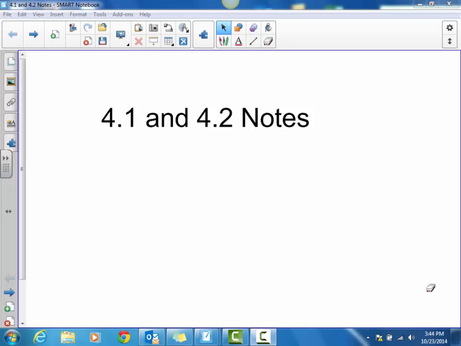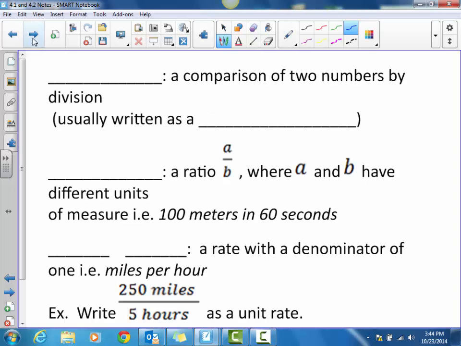All right, these are the notes for lesson 4.1 and 4.2. We're going to talk about ratios, proportions, and similar figures. A ratio is a comparison of two numbers by division, usually written as a fraction.